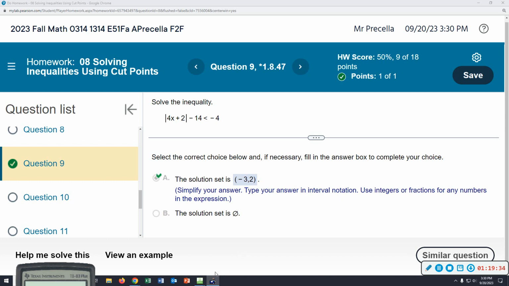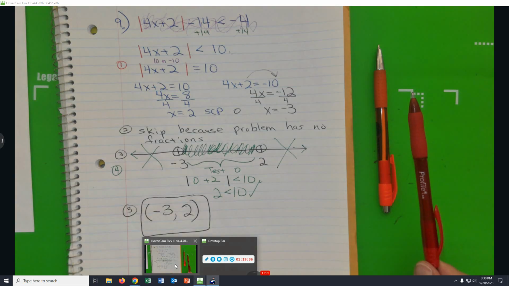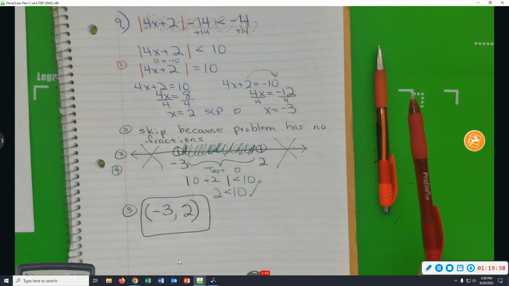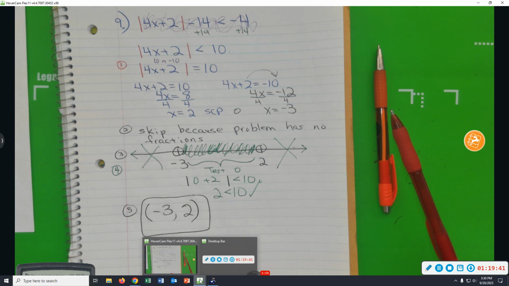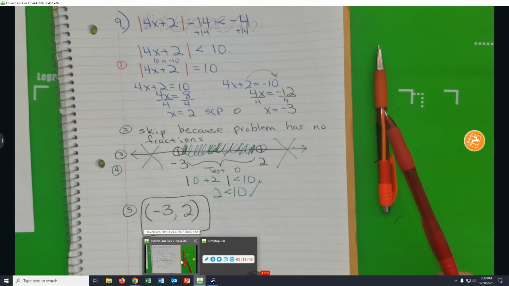The cut point method will solve any inequality. You don't need to memorize more rules. Where is it equal? Where is it zero or undefined? Try to come up with different. In fact, maybe we should go on and do number 11 or 12 right now. Number 12. Okay.